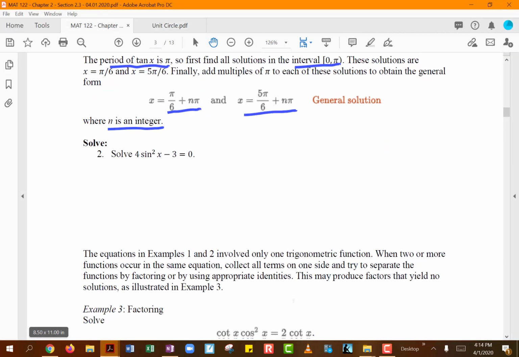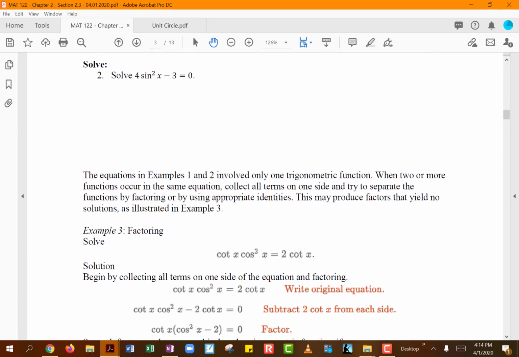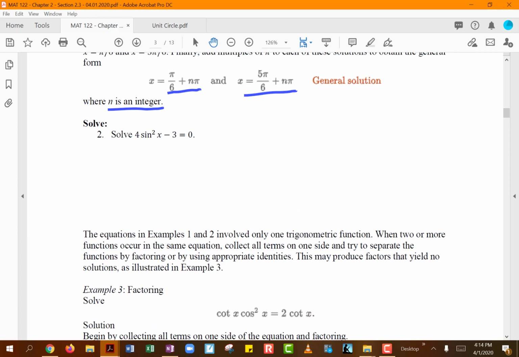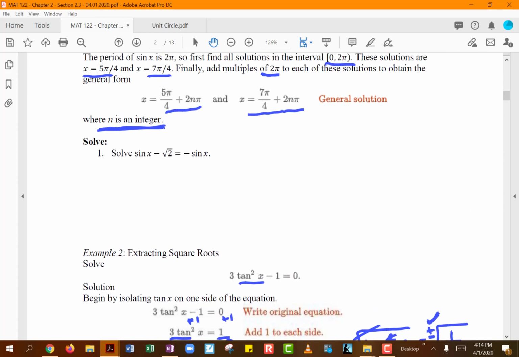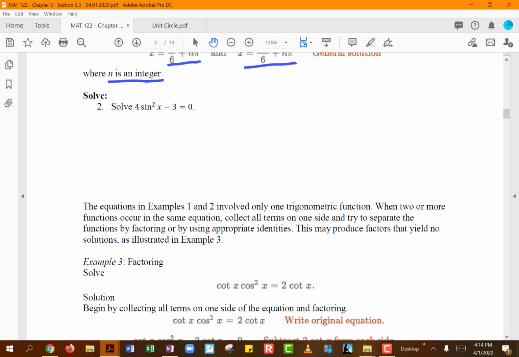Alright, let's come back to our handout. So we're talking about, for equations 1 and 2, we actually only had one trigonometric function, right? You were given just sine squared of x, all the others were integers. If you look at example 1, when we combined our sine x with sine x, it again just became one single trigonometric function. Now what happens if you have two or more functions in the same equation? So the first thing we're actually going to do is collect all the terms on one side, and then we are going to try separating them by factoring.